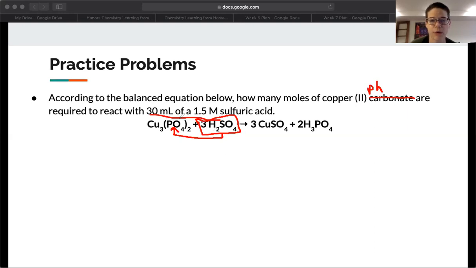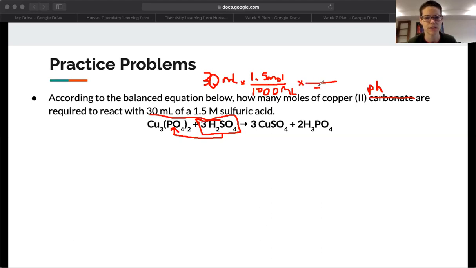So it's asking for that. So it's really just a two-step problem. The cheater way to do it is to say 30 milliliters times 1.5 moles over 1,000 milliliters instead of 1 liter. So it's basically incorporating that conversion into the setup. So that works in this regard. That's my first step.